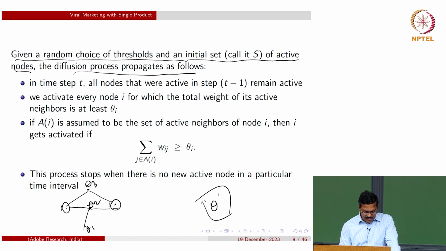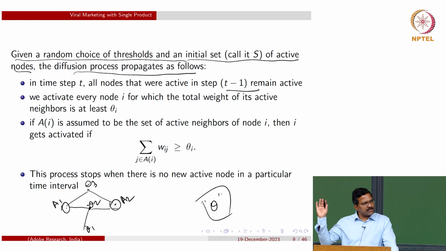Given these thetas and initially active nodes, activated 1 and activated 2, these are the two activated nodes. So how does the diffusion process proceed? In time step t, all the nodes that were active in the previous time step remain active. Whenever some node becomes active, it continues to be active in all the remaining subsequent time frames. We activate every node i for which the total weight of its active neighbors is at least theta i.